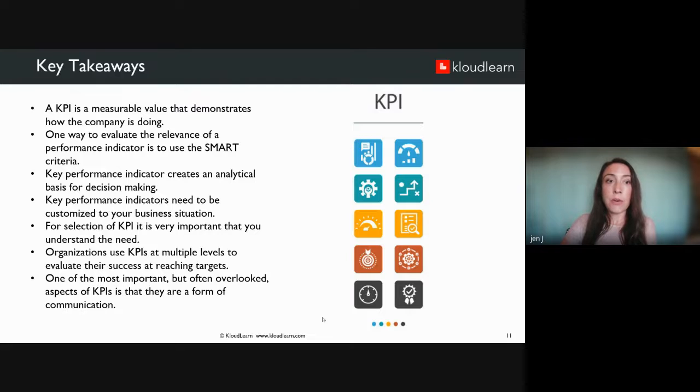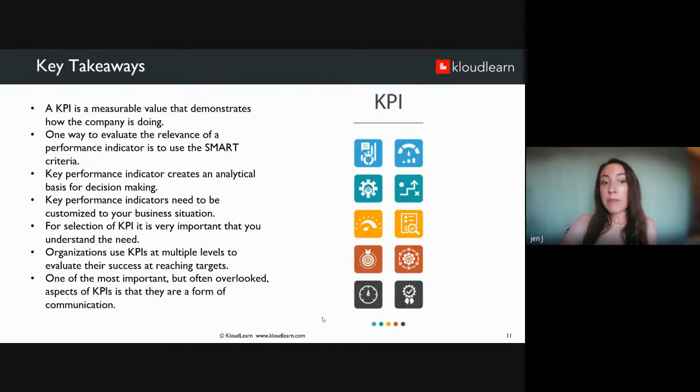What are the key takeaways? A KPI is a measurable value that demonstrates how the company is doing. One way to evaluate the relevance of a performance indicator is to use the SMART criteria. Key performance indicators create an analytical basis for decision making. Key performance indicators need to be customized to your unique business situation.